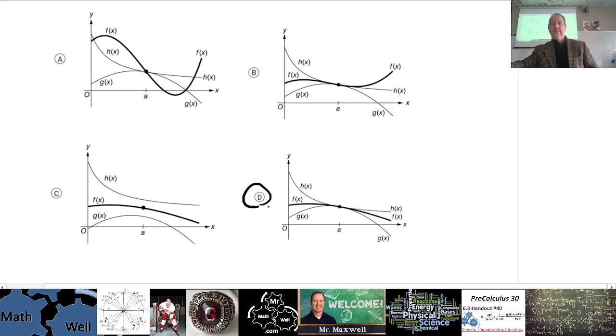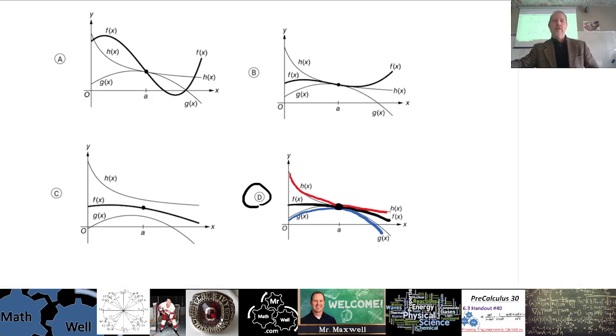Because in B, the F goes back up, and H always has to be on top, like greater than, and then F always has to be in between, and then G always has to be on the bottom. Good. I would agree. H of x is always on top here. G of x is always underneath, and f of x is always in between, and they do converge at a single limit here at a.